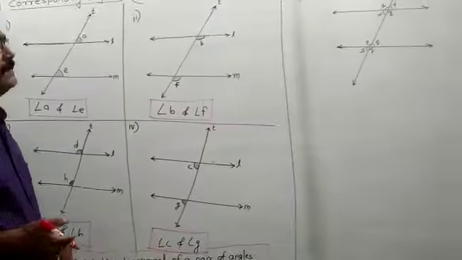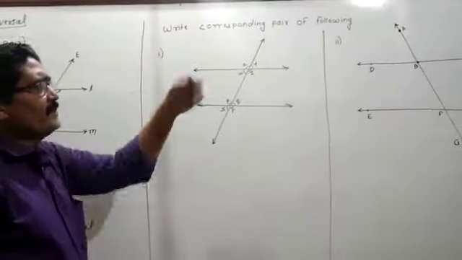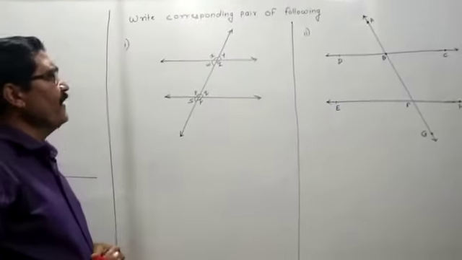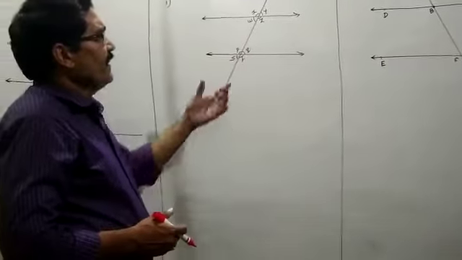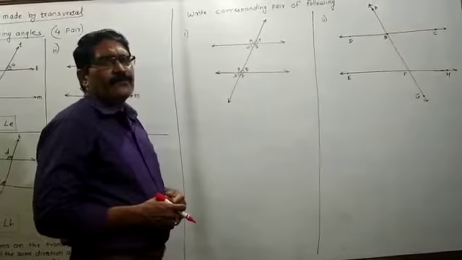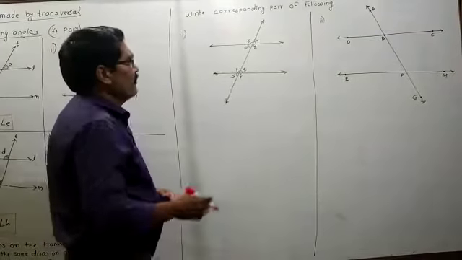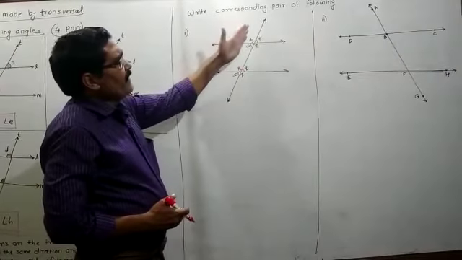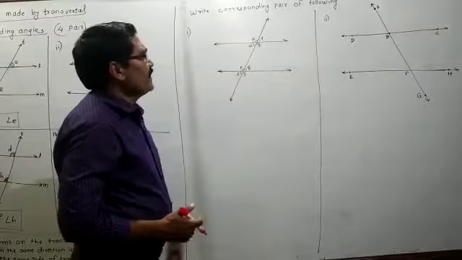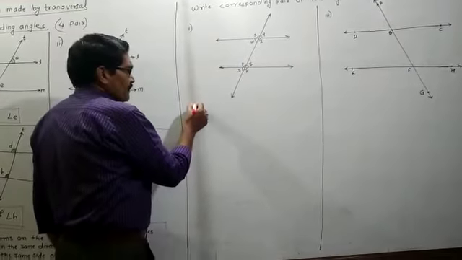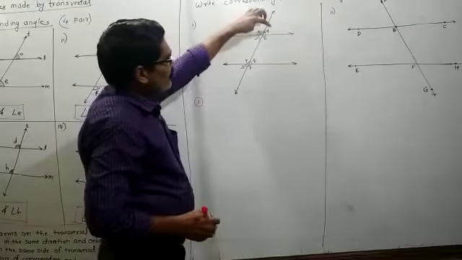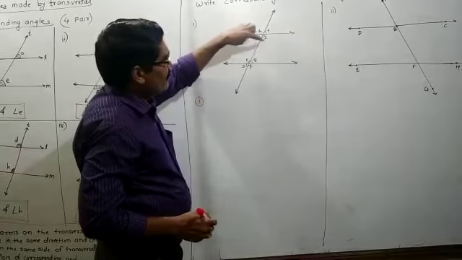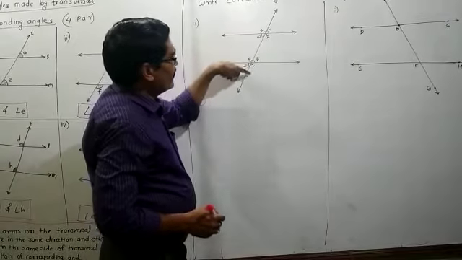Here, write the corresponding angles of the following. You have to identify the corresponding angle, and in only one figure you have to write the corresponding pairs. First of all, you have to say the corresponding angles to the right side of the transversal. Which is the first pair? First pair is Y and Q.